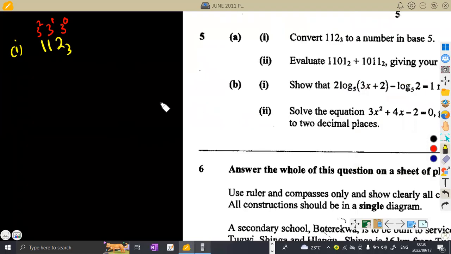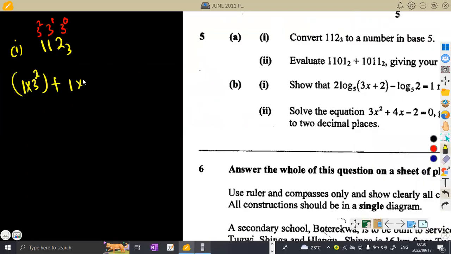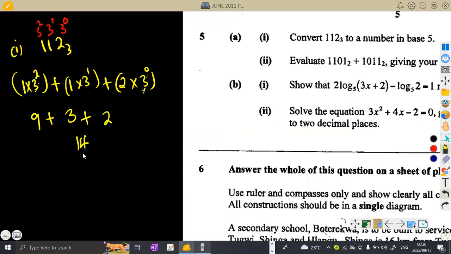So that means we are going to multiply 1 times 3 to the power of 2, plus 1 times 3 to the power of 1, plus 2 times 3 to the power of 0. Okay, 3 to the power of 2, that is 9. 9 times 1, which is 9, plus 3 to the power of 1, that is 3, times 1, which is 3. Any number to the power of 0, that's 1. So it's going to be 1 times 2, which is 2. So you can add, that's 12 plus 2, which is 14. And this number is actually in base 10 now.